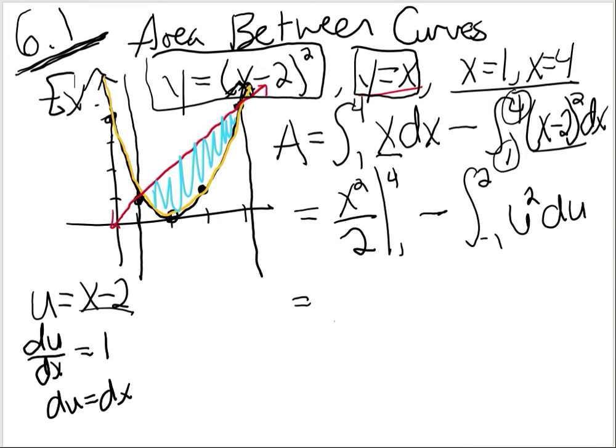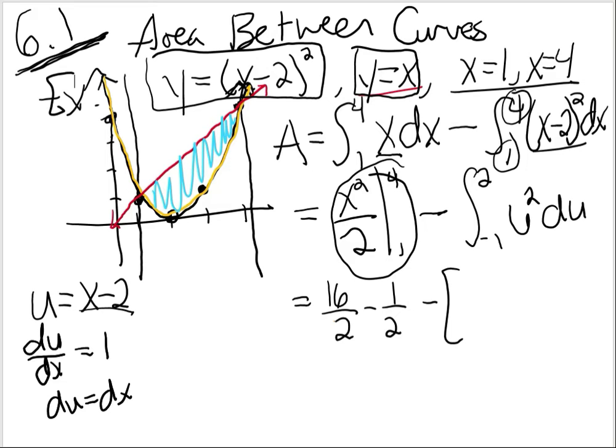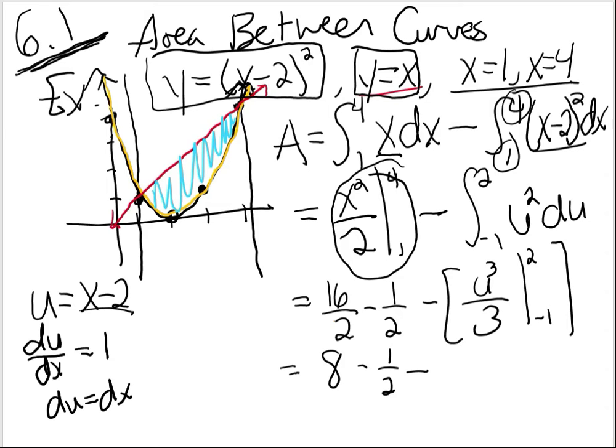Okay. So then this first one will be 16 over 2 minus 1 over 2. And then minus, what is the integral of u squared? Well, it's u cubed over 3, evaluated from negative 1 to 2. So this is 8 minus 1/2 minus 2 cubed is going to be 8 over 3. And then minus negative 1 over 3.